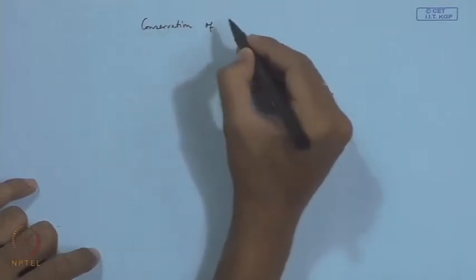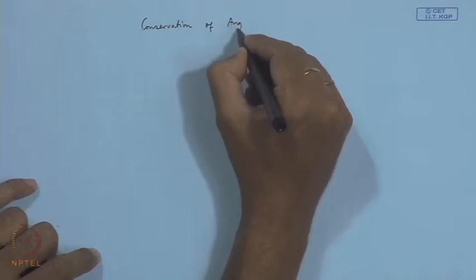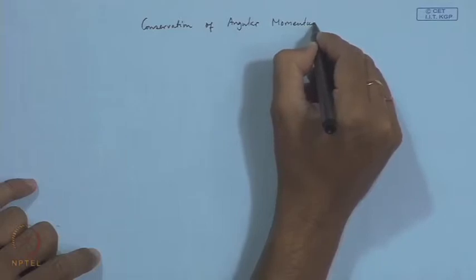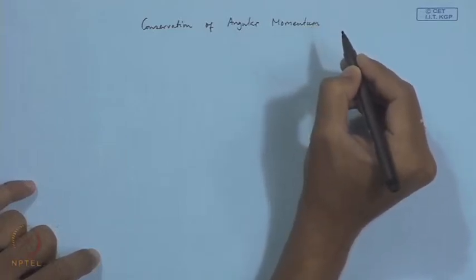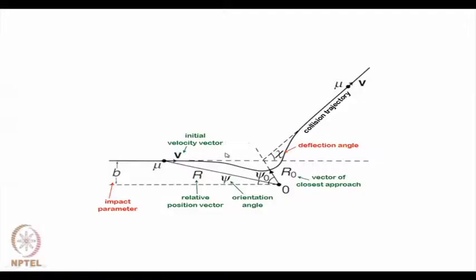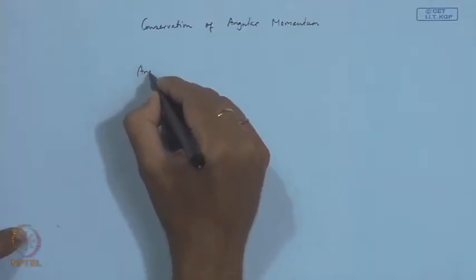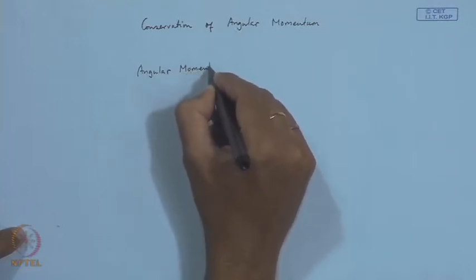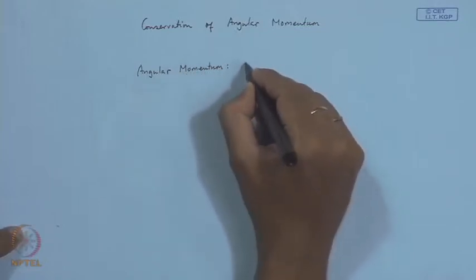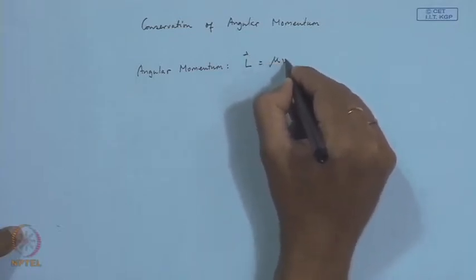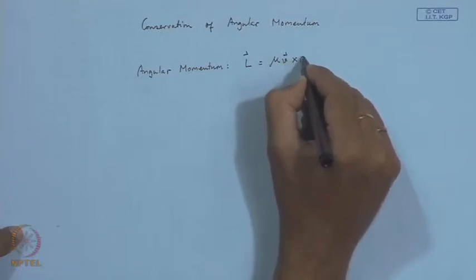Conservation of angular momentum. Please refer to this figure here. Now, angular momentum, which is L, is equal to mu v cross r.